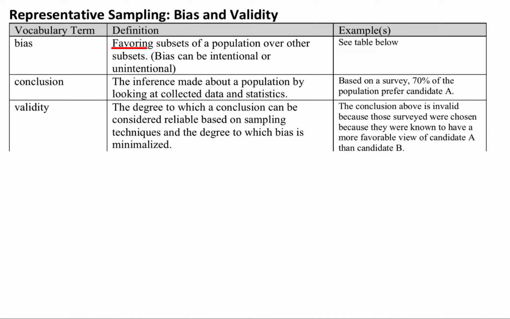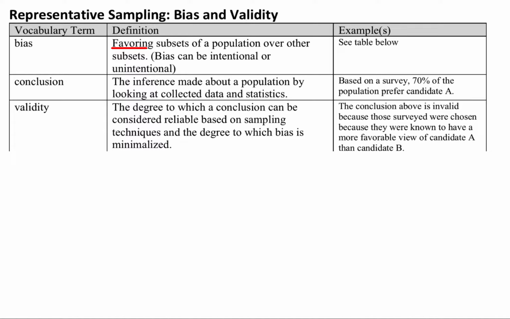For example, based on a survey, 70% of the population prefer candidate A. Now, they didn't survey all of the population. They only surveyed a small fraction of the population, and they made a conclusion based on that survey. And validity, the degree to which a conclusion can be considered reliable based on sampling techniques, and the degree to which bias is minimized. The conclusion above is invalid because those surveys were chosen because they were known to have a more favorable view of candidate A than candidate B.